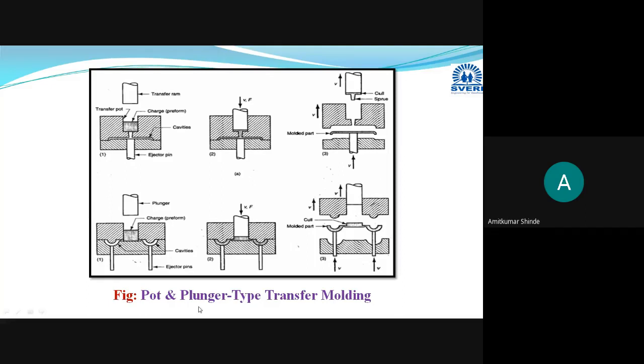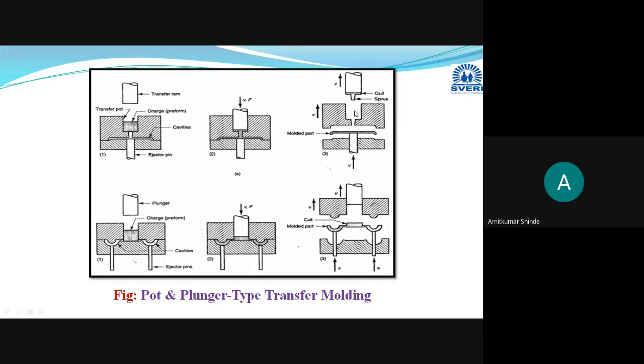Then after this, another difference is related to the mold used, the number of plates. Generally in the pot type transfer molding process, a three plate mold is used, and in this plunger type, a two plate mold is used. The third is the amount of curl produced, which is on the higher side in this pot type. Here the curl produced is a smaller amount, and the wastage and scrap will be more in pot type transfer molding process, and in the plunger type the wastage or scrap is in smaller quantity.